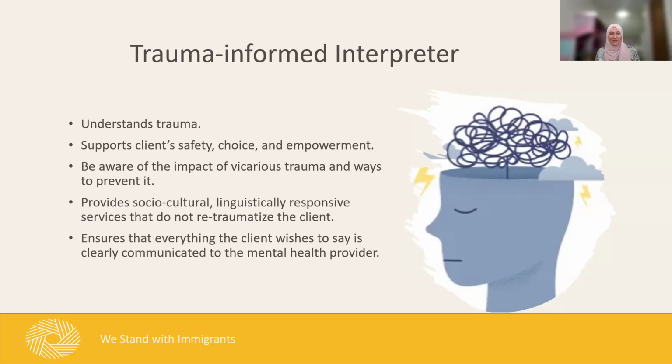And that's a weird thing, but sometimes we might not be aware that we are using a phrase or asking the type of question that is re-traumatizing. It might not be re-traumatizing in my own culture, my language, but it might be re-traumatizing in the client's culture.